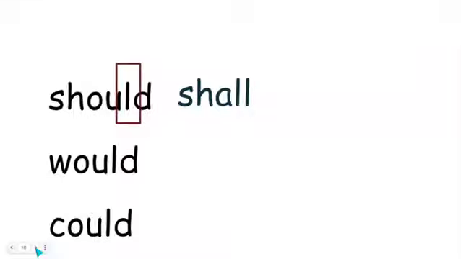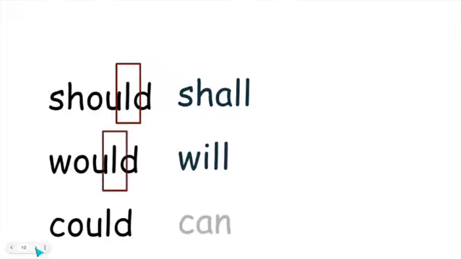Should is the past tense of shall. Notice that we have an L in the word shall and an L in the word should. Would is the past tense of, or connected to, the word will. Notice there's an L in the word will and an L in the word would. Could is connected to the word can.